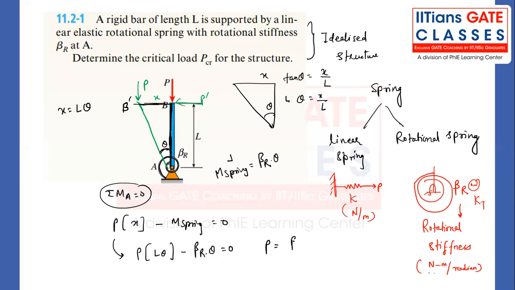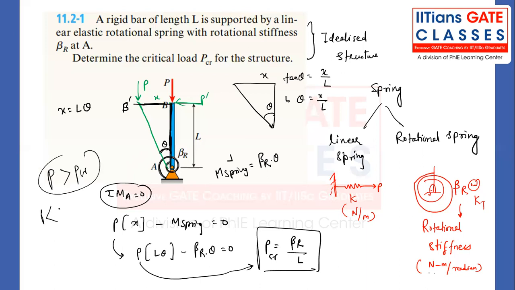So what you are observing? P is nothing but beta r divided by L. That will become the critical load. We are just maintaining the neutral condition, where it is not deflecting further, nor is it coming back. It is just at the neutral condition, just about to buckle. If P is slightly more than PCR, it will buckle. If P is less than PCR, it will come back to its original position. Getting my point? So this will be the answer: beta R divided by L. Right?